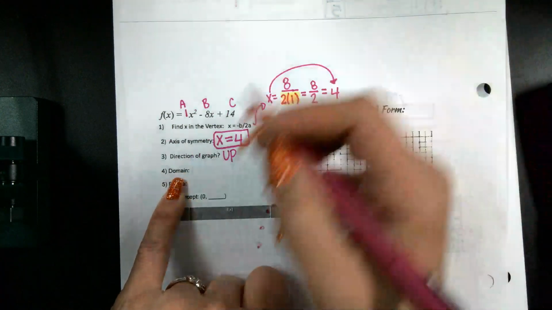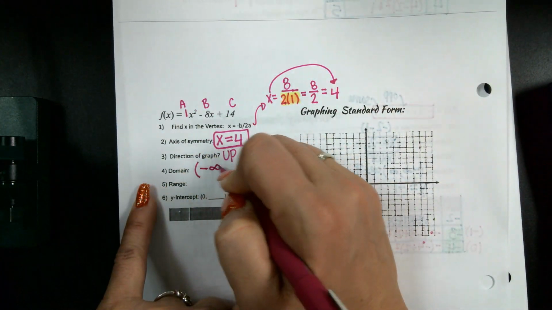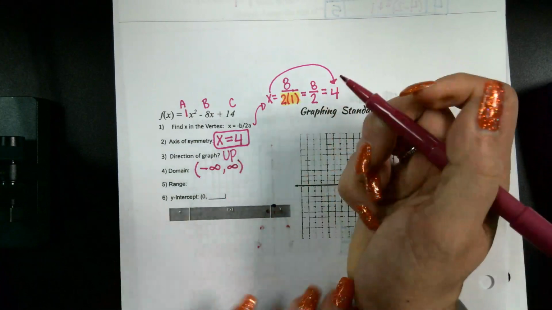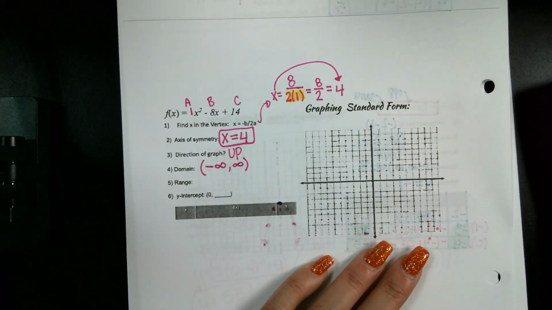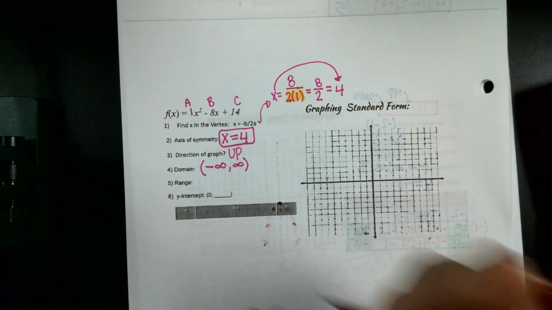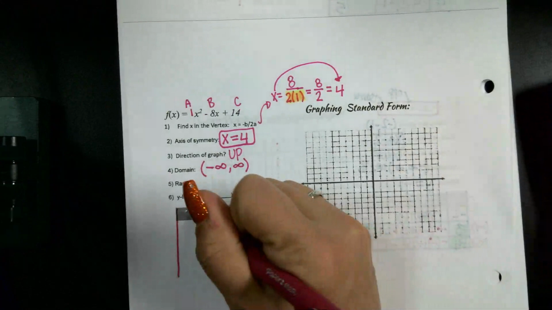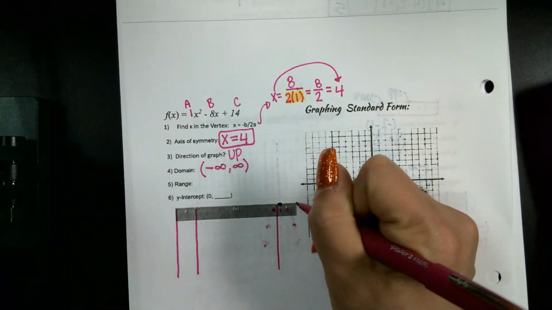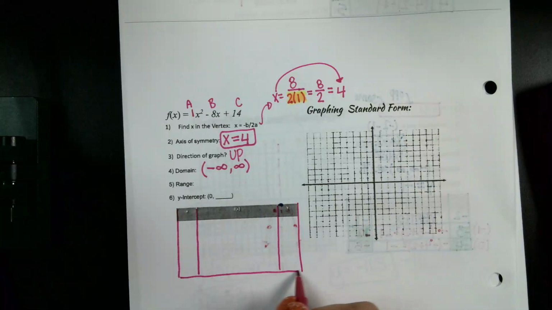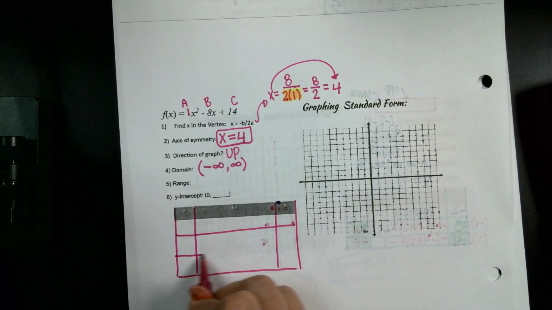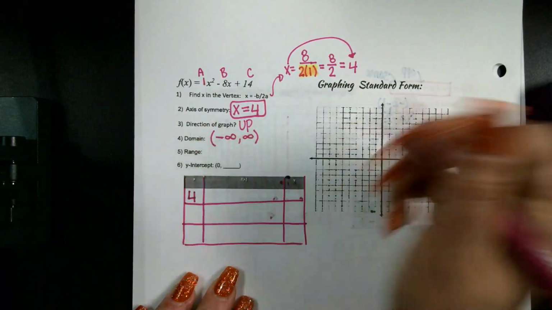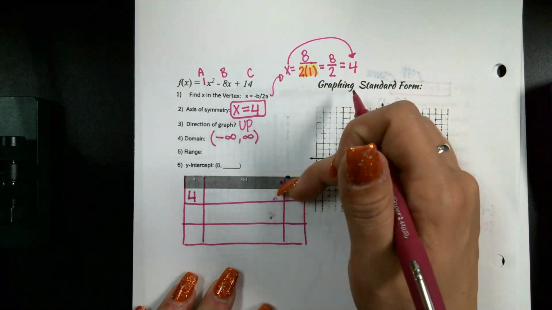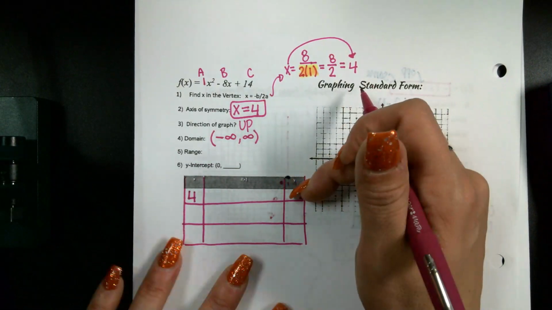Domain, all real numbers, so negative infinity to positive infinity. Now, in order to find the range, don't I need to know what the y value is of the vertex? Okay, so normally in this chart down here, the top row is the row that we use for the vertex. So if my x of the vertex was a 4, we can't just write "vertex" here. We actually have to do the work to figure out the y.